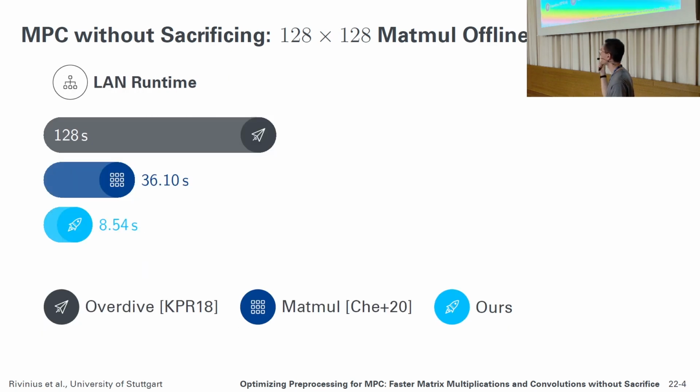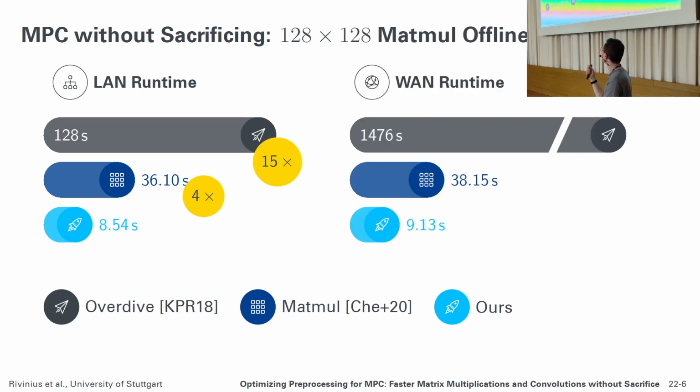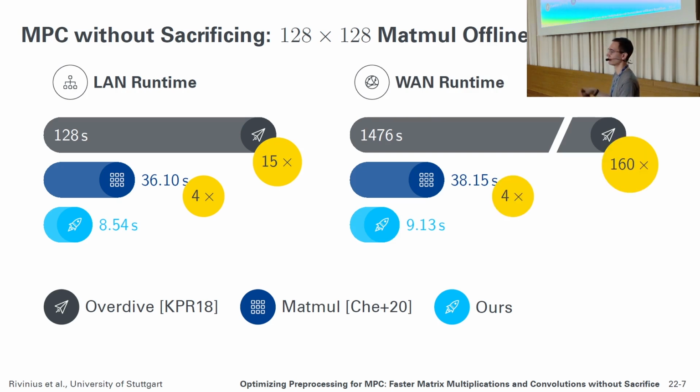And in the runtime, you see that our work is much faster than the Beaver triples and also the matrix-based approach that needs these expensive operations. And also for the slower network, where you have, again, very high overhead for doing individual triples, it is still a factor 4 faster than the prior matrix approach.